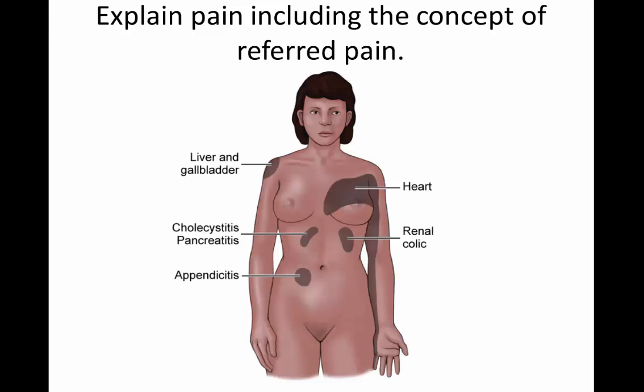The concept of referred pain is when we have pain receptors being triggered in one part of the body, triggering an action potential along sensory neurons that then go to our central nervous system. But when our central nervous system processes that pain information, it can't differentiate between information coming from that area of the body and various other areas. So for example, here's a person with areas marked for referred pain. As you can see, the heart area is marked over the chest, but also down the left arm.